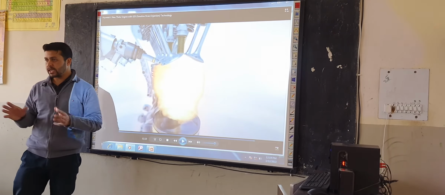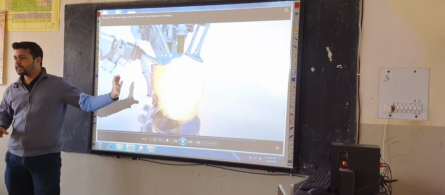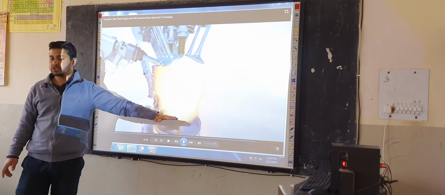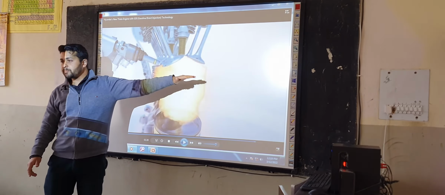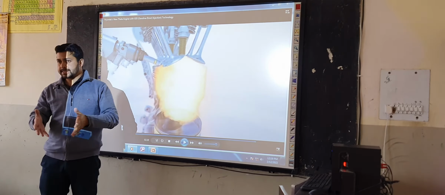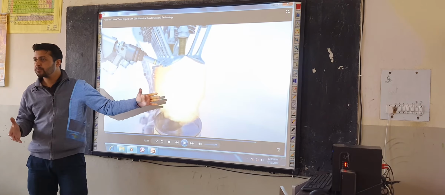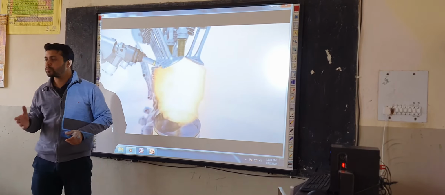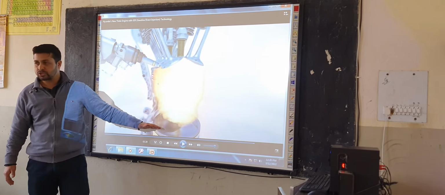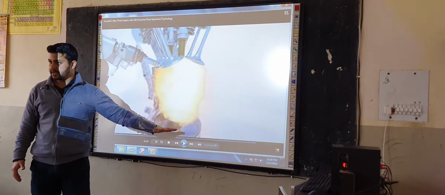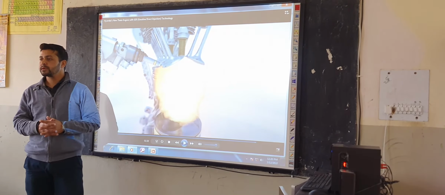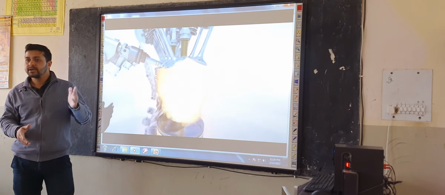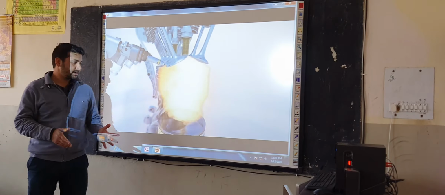One thing that I would like to tell you is that there are two positions inside the cylinder. Two positions, one is called the top position and the other is called the bottom position. The uppermost position of the piston inside the cylinder is called top dead center. And the lowermost position of the piston inside the cylinder is called bottom dead center. Top dead center and bottom dead center. Okay.